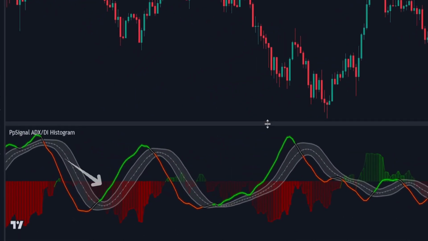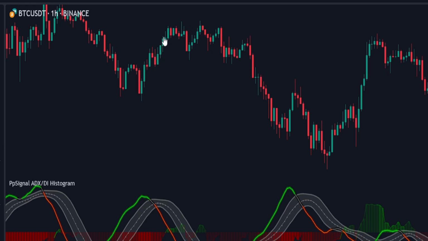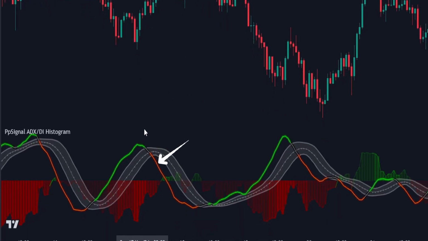Whenever the ADX line is above the Bollinger Bands, it becomes green in color, and it's actually considered a buy signal. As we can see here in this example, when the line crossed and moved above the Bollinger Bands, it became green in color, and this is considered a buy signal given by this indicator. Similarly, when the ADX line crosses below the Bollinger Bands, just like it did here, it becomes orange in color, and normally it is considered a sell signal.